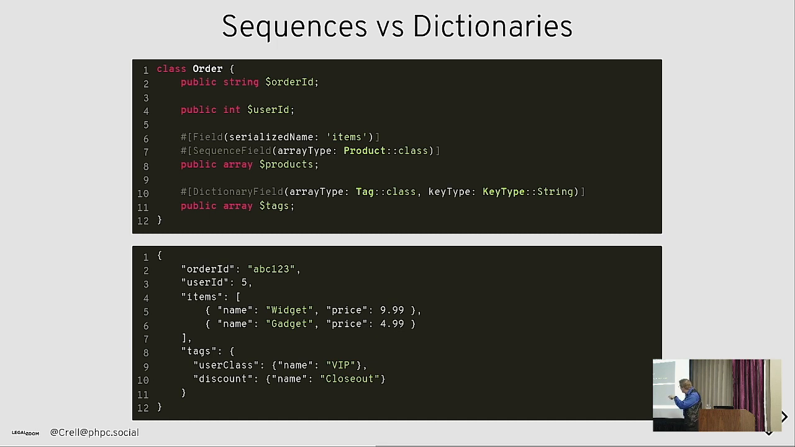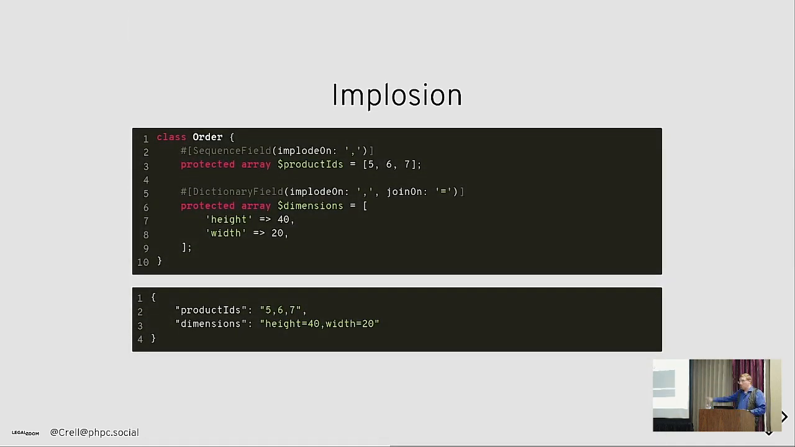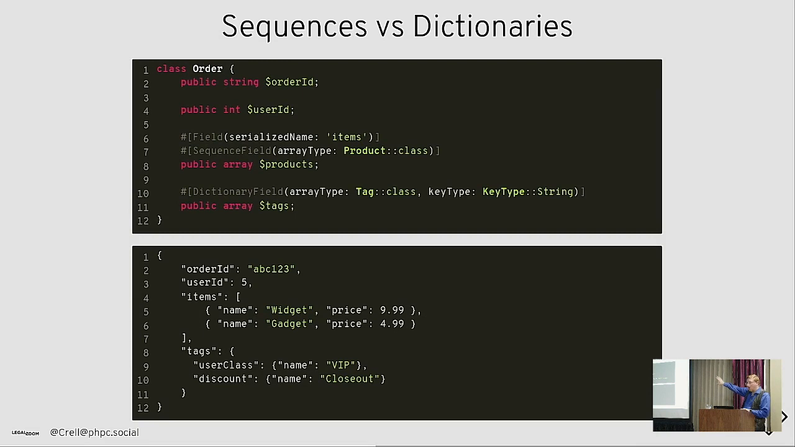And this is a dictionary of strings to tags. And that'll get serialized out something vaguely like this. So items here becomes an array, and tags becomes a JSON object with key values. You can do more with that. So to note here as well, we're specifying the type. So that's important for deserialization, but also validation.